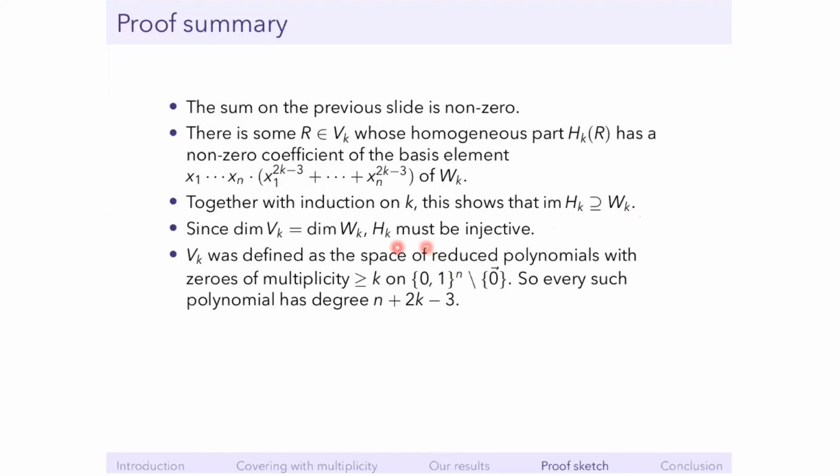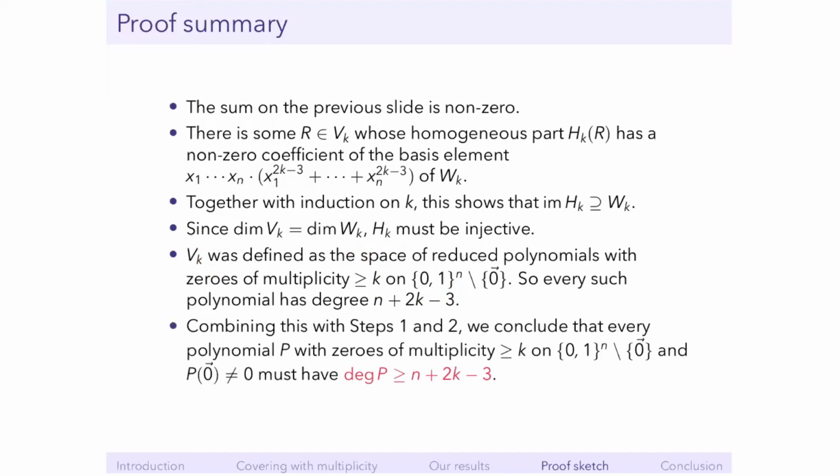And because this function h_k, which was the homogeneous part, is injective on this space, we find that every non-zero polynomial in V_k must have degree actually equal to n plus 2k minus 3. So we've proved our result for reduced polynomials, that they have degree at least n plus 2k minus 3, in fact, equal to n plus 2k minus 3.